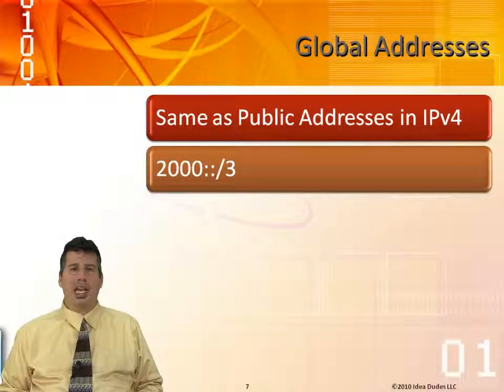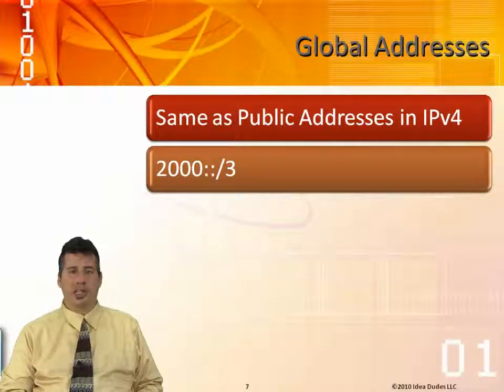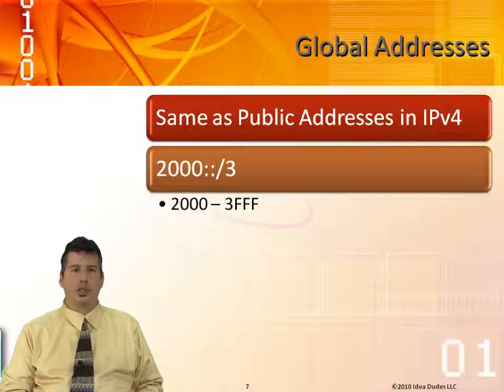2000::/3. What that's indicating is that we have a bunch of zeros in there. So we're going to have a 128-bit address when we deal with IP version 6. 2000 to 3FFF is our public address range, or global addresses.